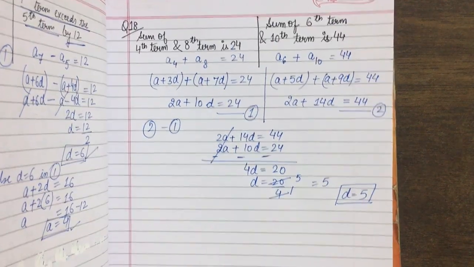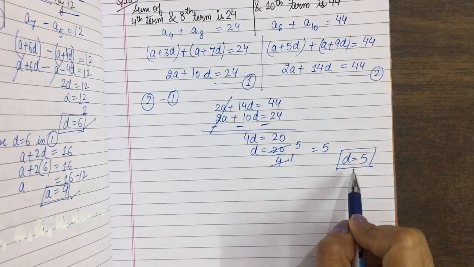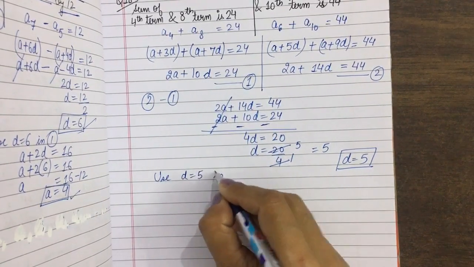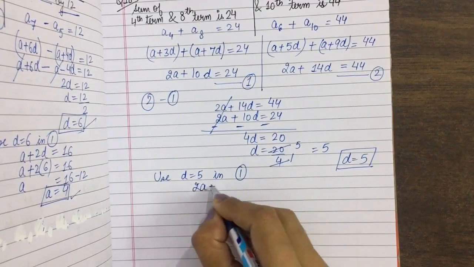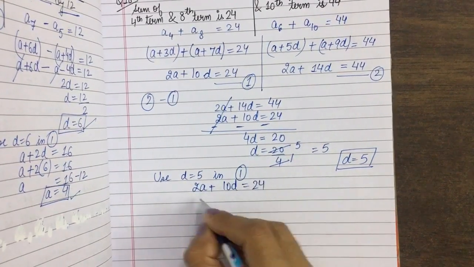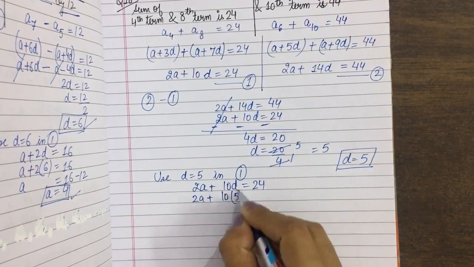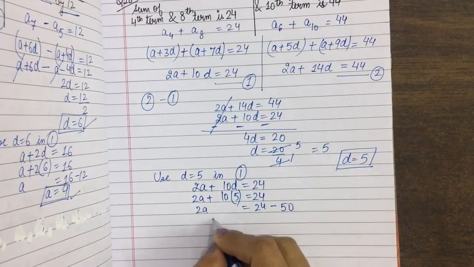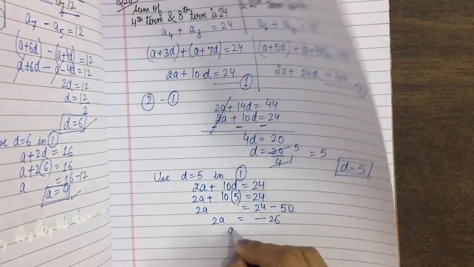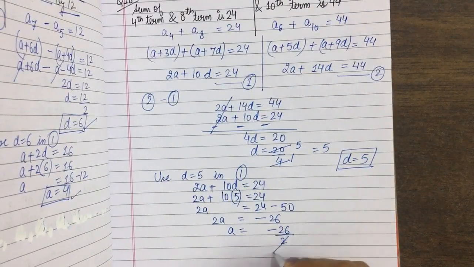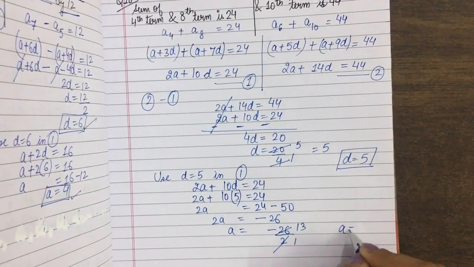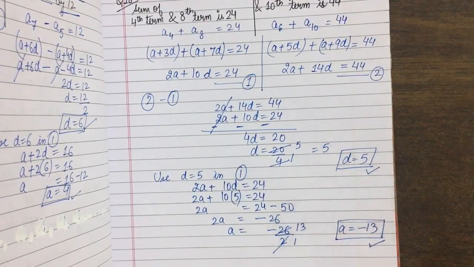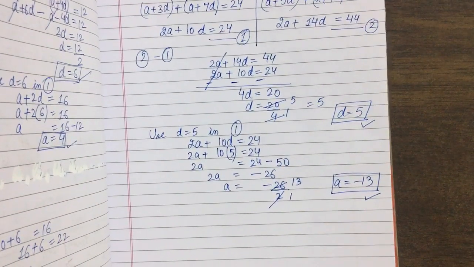Now we have to find out the first term of the AP. I'm going to use this value in equation number 1. Use D equals 5 in equation number 1, which is 2A plus 10D equals 24. From here, the first term of the AP comes out to be minus 13. We have the first term, we have the common difference. Now we can write down the first 3 terms of the AP.